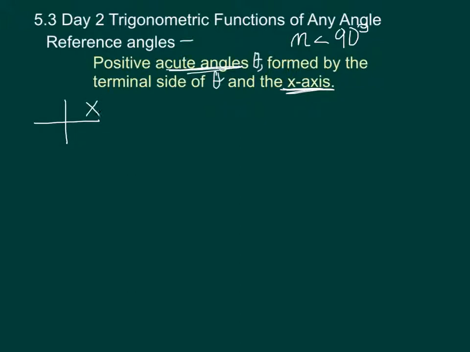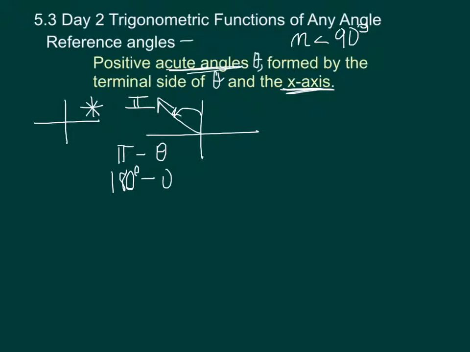If the angle falls in quadrant 1, it is already positive and acute. If the angle falls in quadrant 2, to find the reference angle, you're going to do pi minus your angle, if it's in radians, or 180 degrees minus your angle if it's in degrees.